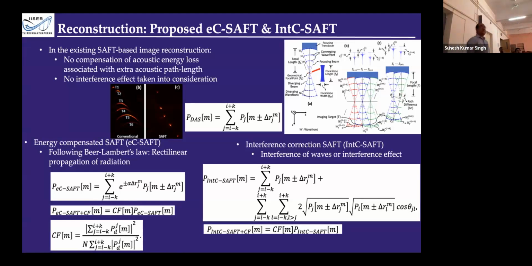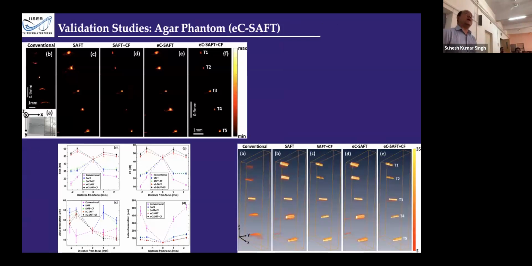Just to clarify once more, what if we combine these two? Energy loss is also there, and interference should be there. It is underway; I am not presenting that today. So with this, by taking into account the energy compensated shaft, this is the improvement. This is the conventional one. Okay, this is the shaft, and then background noise can be improved by the coherence factors.